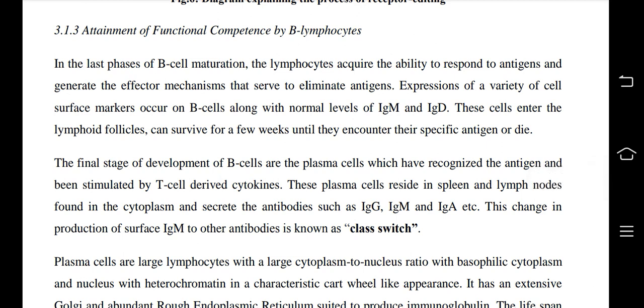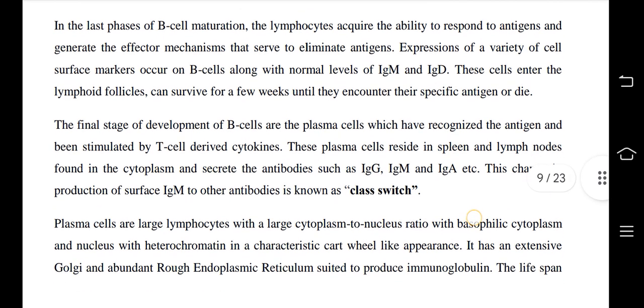In the last phases of B cell maturation, the lymphocytes acquire the ability to respond to antigens and generate the effector mechanisms that serve to eliminate antigens. Expression of a variety of cell surface markers occurs on the B cell along with normal levels of IgM and IgD. These cells enter the lymphoid follicles and can survive for a few weeks until they encounter their specific antigen or die.